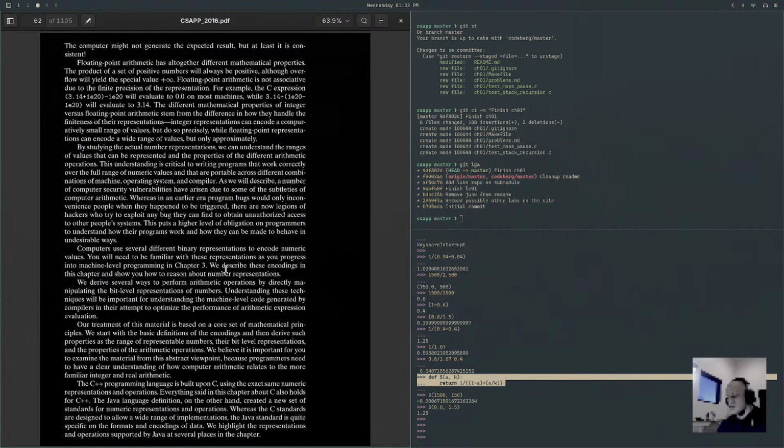Our treatment of this material is based on a core set of mathematical principles. We start with the basic definitions of the encodings and then derive such properties as the range of representable numbers, their bit-level representations, and the properties of the arithmetic operations. We believe it is important for you to examine the material from this abstract viewpoint, because programmers need to have a clear understanding of how computer arithmetic relates to the more familiar integer and real arithmetic.